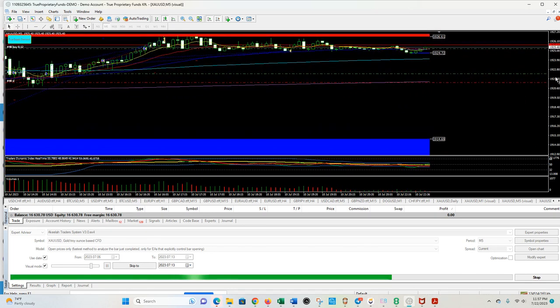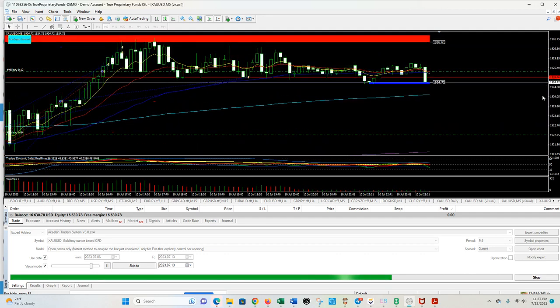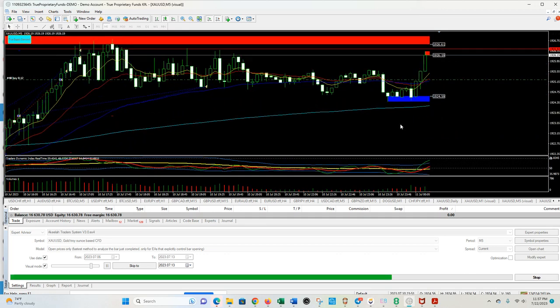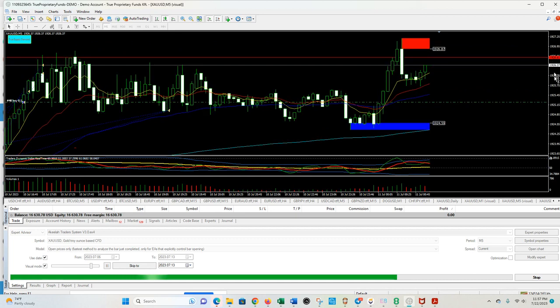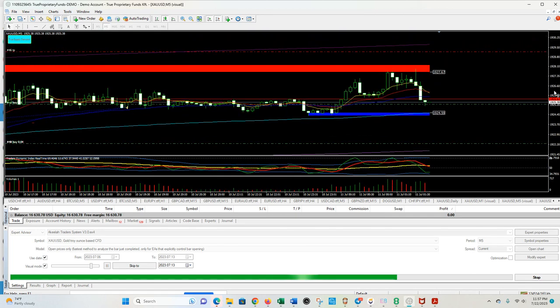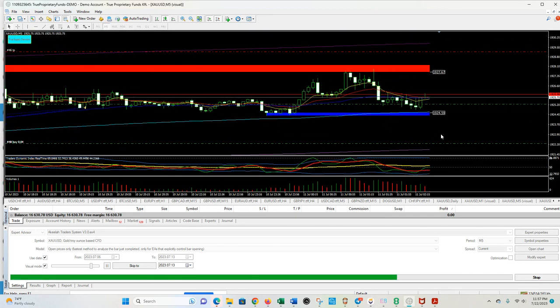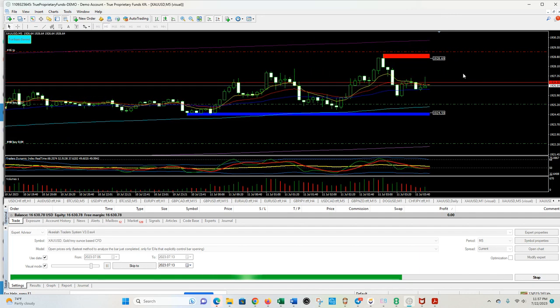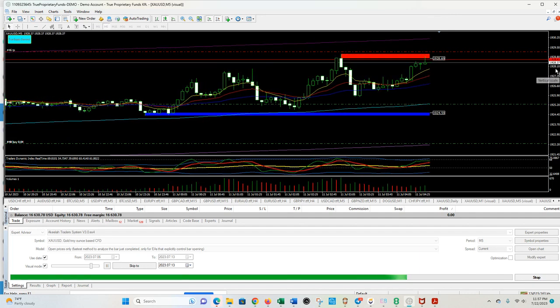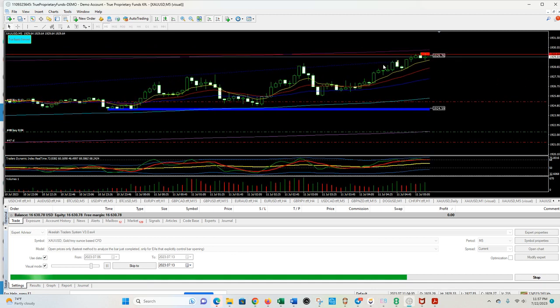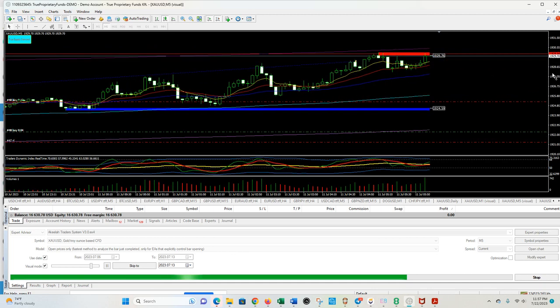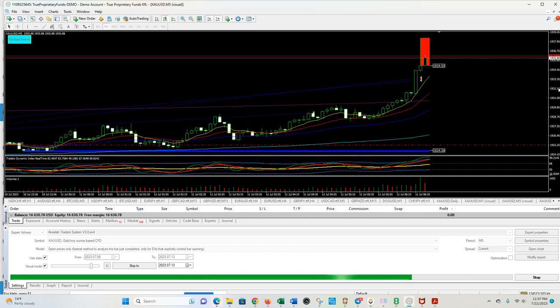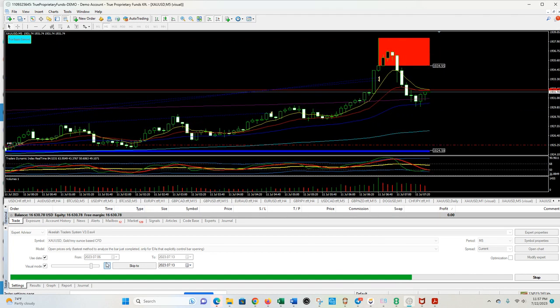Okay, we're back to the end of the day again. So we're still in these buys from down here. The market's kind of ranging, but the bot is still holding these buys. Just hit one take profit target, hit another take profit target.